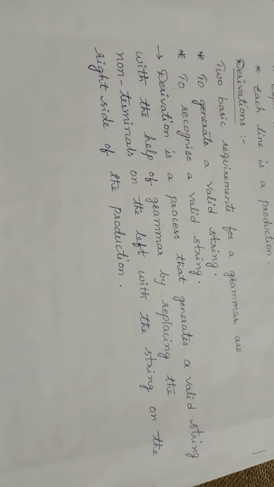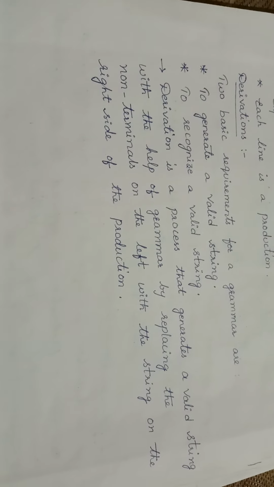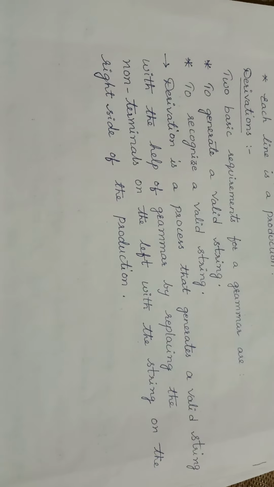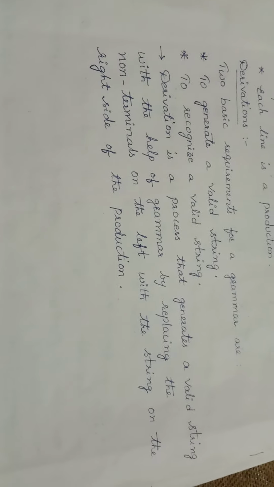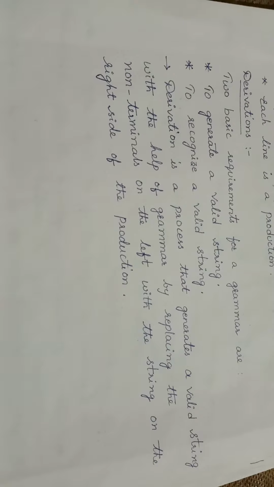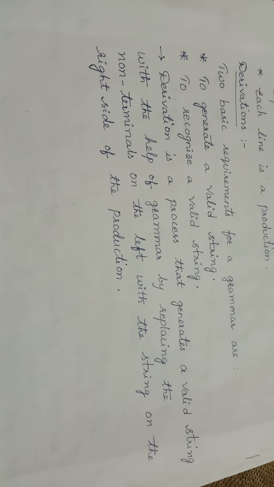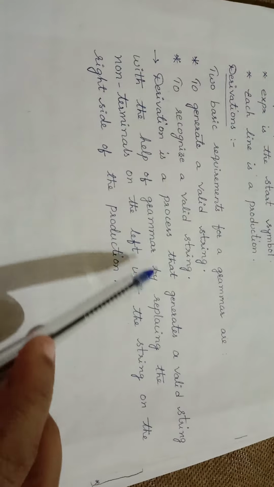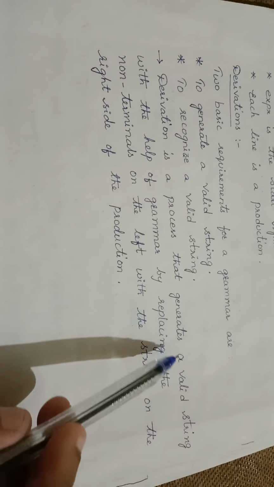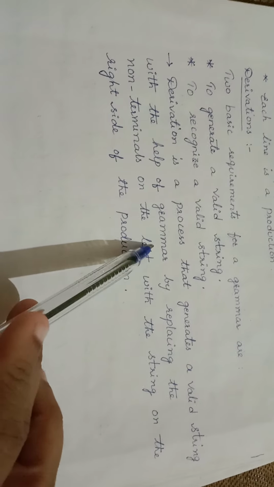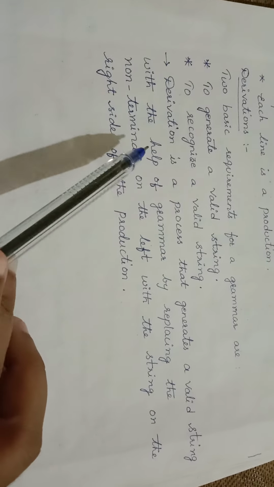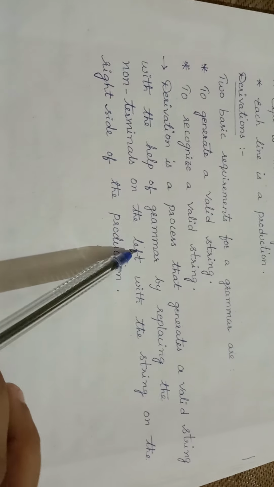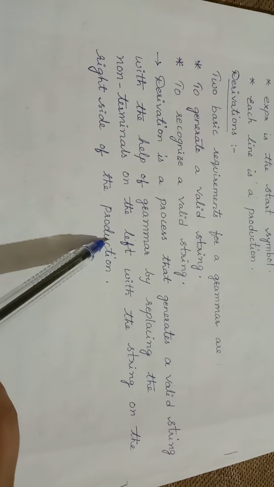Derivation. In derivation, we have two types of derivations, leftmost derivation and rightmost derivation. Before knowing about leftmost and rightmost derivation, first we need to know what is the meaning of derivation. Derivation is a process that generates a valid string with the help of grammar by replacing the non-terminals on the left with the string on the right side of the production.